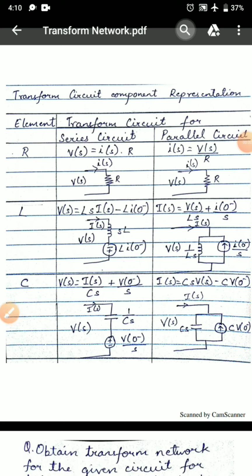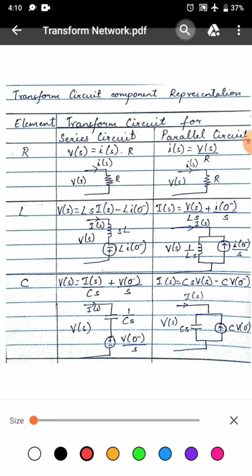The table shown here summarizes the transform circuit components for resistor, inductor and capacitor. When we have R, L, C connected in series, the equivalent transform circuit for a resistor can be shown as V of S is equal to I of S into R. For an inductor, we have the equation L S I of S minus L I of 0 minus.